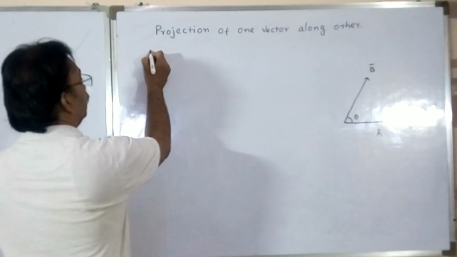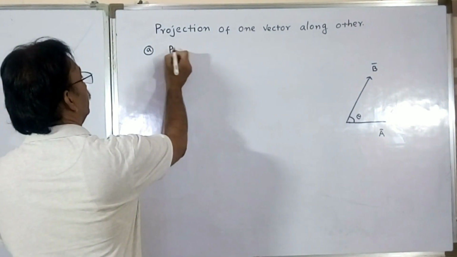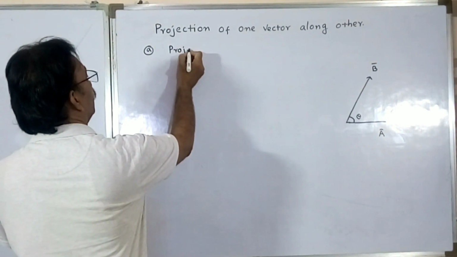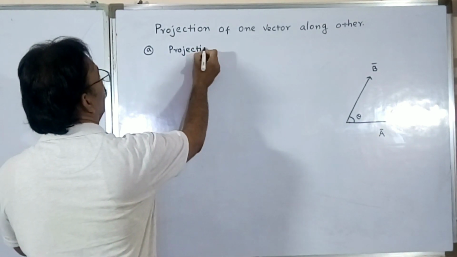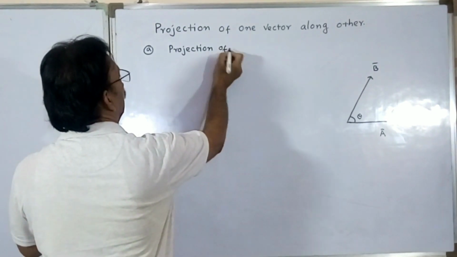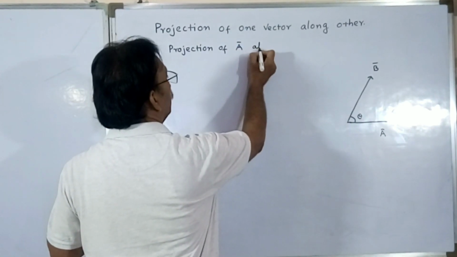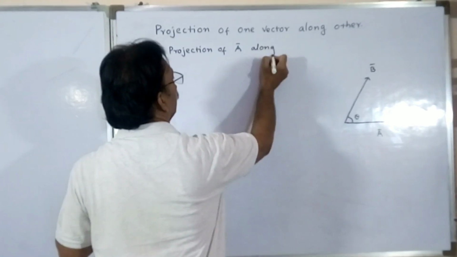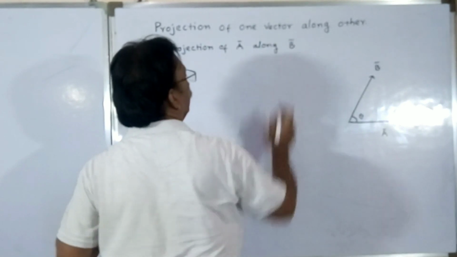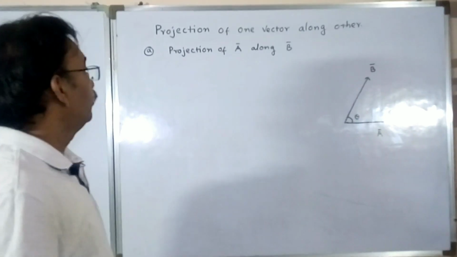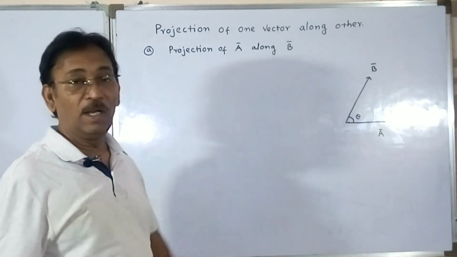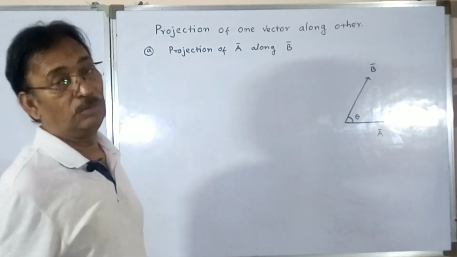Here the subtopic is projection of vector A bar along B bar, which is the first property. The projection of vector A along B bar. Then how will we do it?